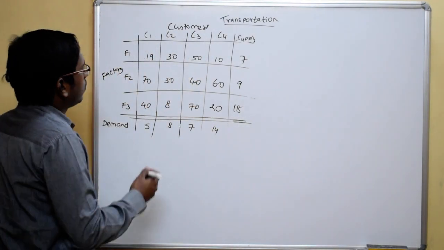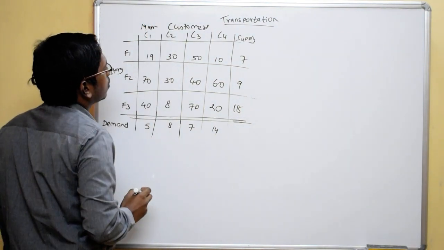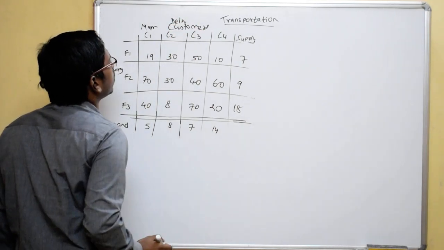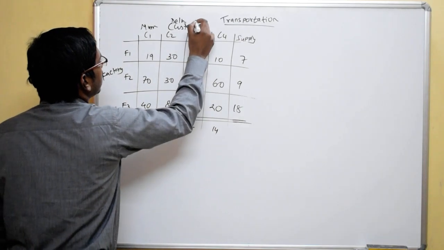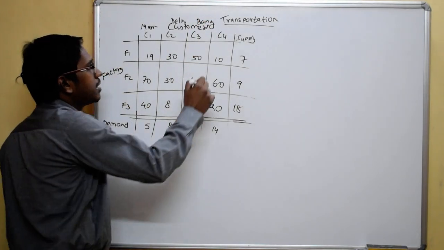So let's name them. Assume customer C1 is based at Mumbai. Assume customer C2 is based at Delhi. Assume customer C3 is based at Bangalore, and assume customer C4 is based at Hyderabad.